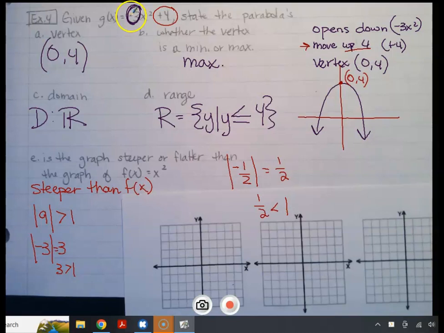Yep. So the negative or the positive tells you if it opens up or down. And then the value, so if you have a 3, a 7, a 12, it's going to be steeper. If you have a 1/2, a 1/3, a 1/5, it's going to be flatter. Any whole number is going to make it steeper. You got it. If you have like 3 and 1/2, it's still going to be steeper, because it's greater than 1. Good.